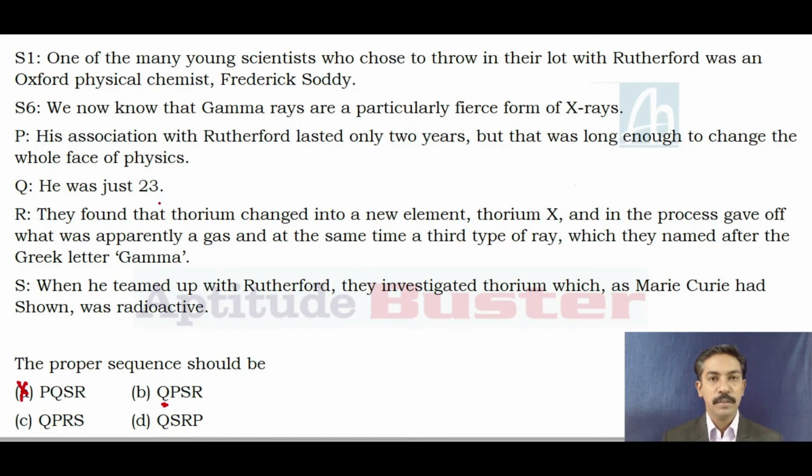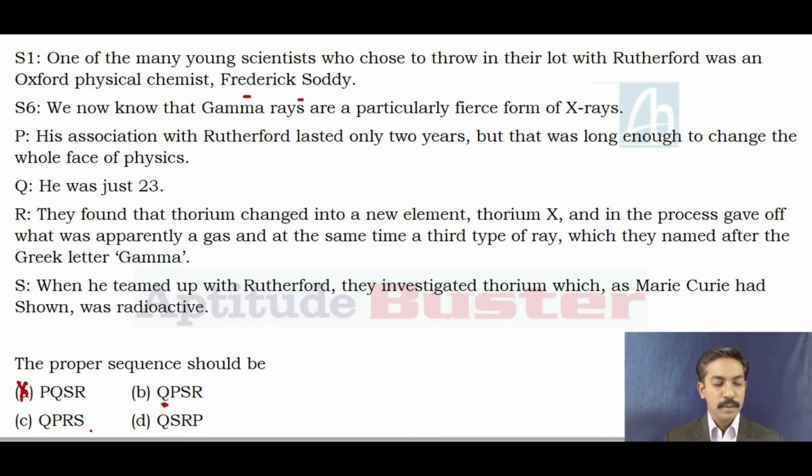He was just 23. Who was just 23? Frederick Soddy. Now Q is the second sentence. We understood. But we have 3 choices. If you read through QP and QS, it may take time. Let me give you another clue or try to make your logic sharper. Last one says we now know that gamma rays are a particularly fierce form of X-rays, which means the fifth sentence should have a reference to gamma, right?